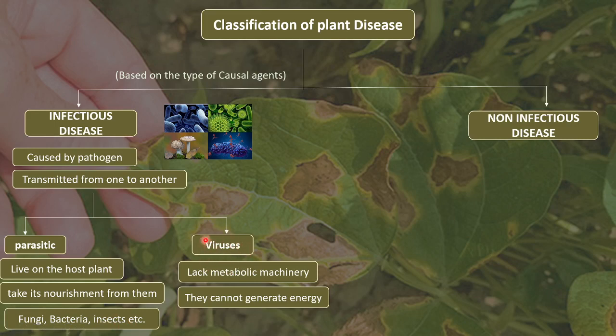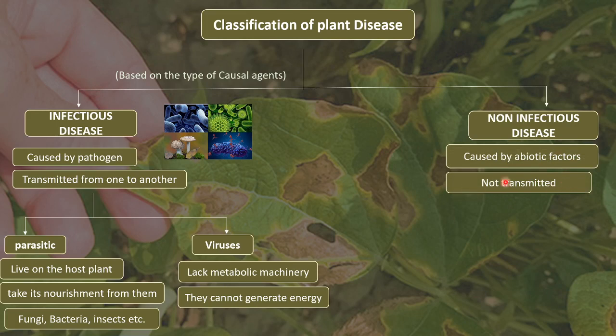Though they are obligate parasites, they have been kept here in a separate group, right? So then we talk about what non-infectious diseases are. In contrast to infectious diseases, non-infectious diseases are caused by abiotic factors, that is, non-living factors. That was caused by living factors, and so it was infectious. Now this is caused by abiotic factors, and hence it is not transmitted. This cannot be transmitted because there is no biotic factor involved in it.